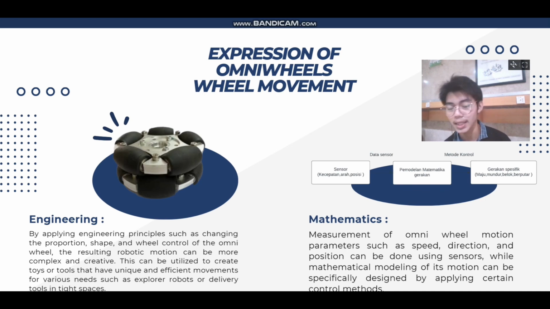The last is mathematics. The mathematics is the measurement of omni wheel motion. Parameters such as speed, direction, and position can be determined using tensors. Real mathematical modeling of this motion can be initially designed by applying certain control methods.